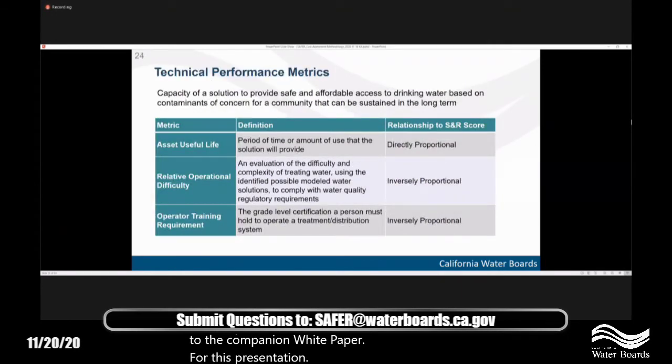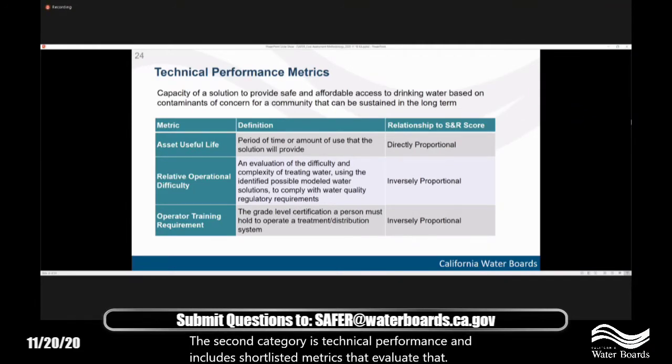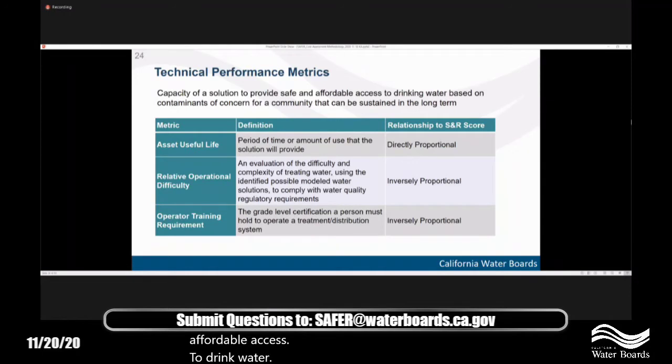The second category is technical performance and includes shortlisted metrics that evaluate the capacity of a modeled solution to provide safe and affordable access to drinking water based on contaminants of concern for a community, and that can be sustained in the long term. These metrics include asset useful life, which refers to the period of time or amount of use that a solution will provide.